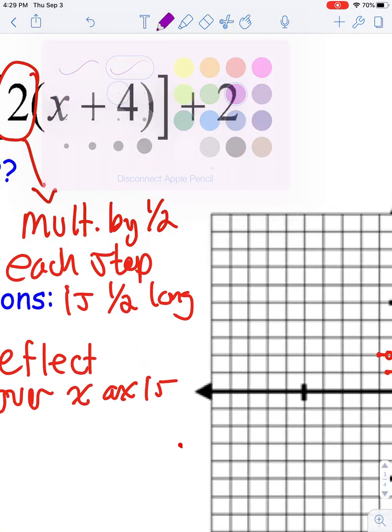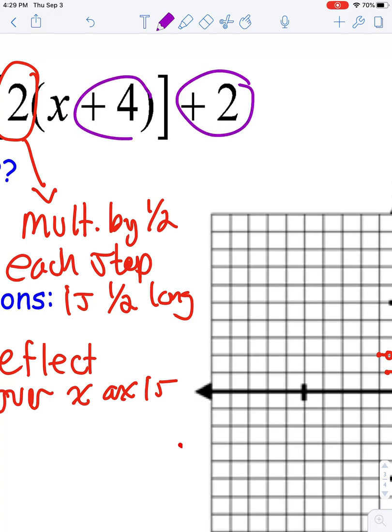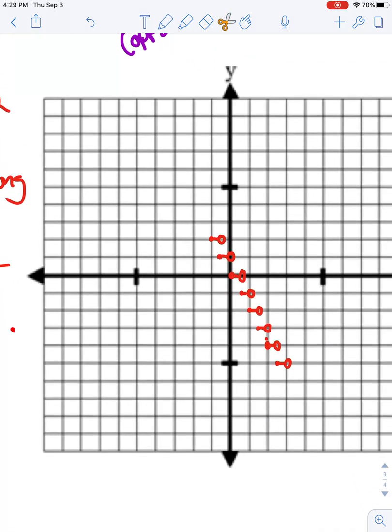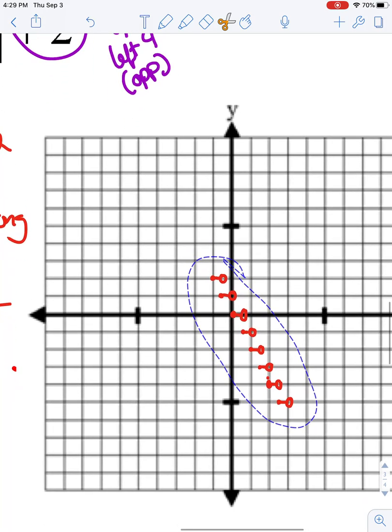Now we can apply our shifts. This one is going to shift up 2 units and left 4 units. Remember, always go the opposite with anything affecting the x values. So now if we go back to our function, we can drag this whole function. I already forgot. We're going to drag this function up 1, 2, and left 1, 2, 3, 4. And here's my new function.